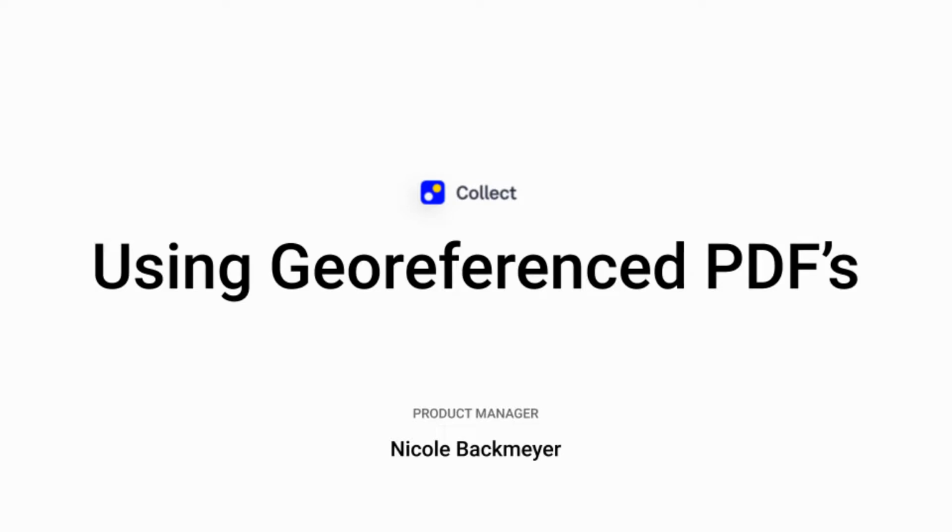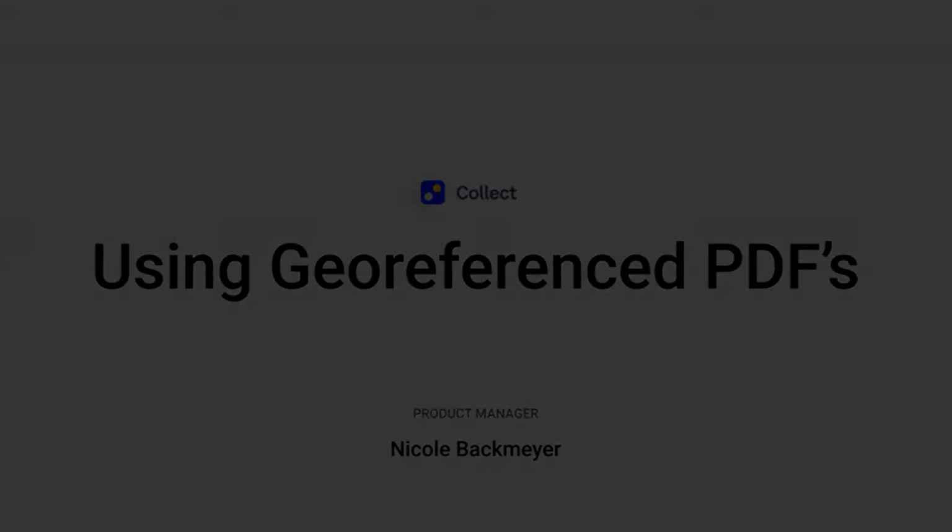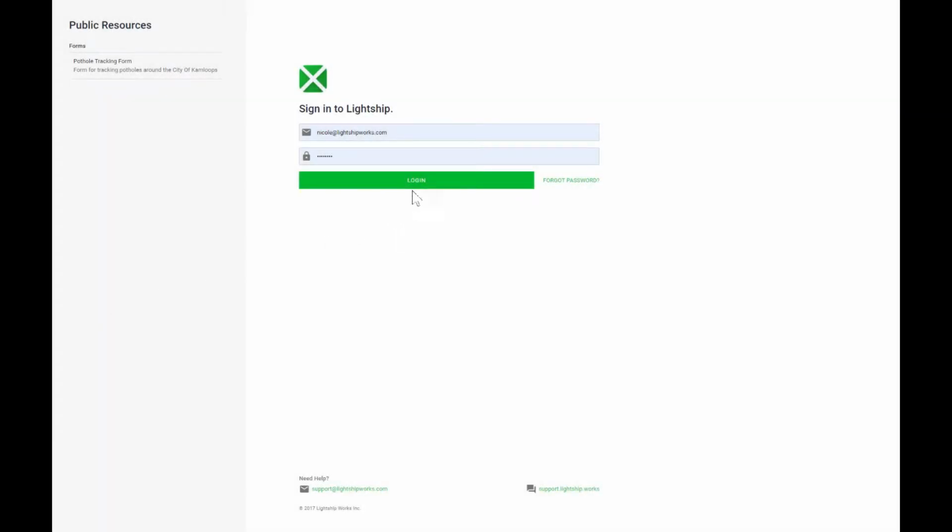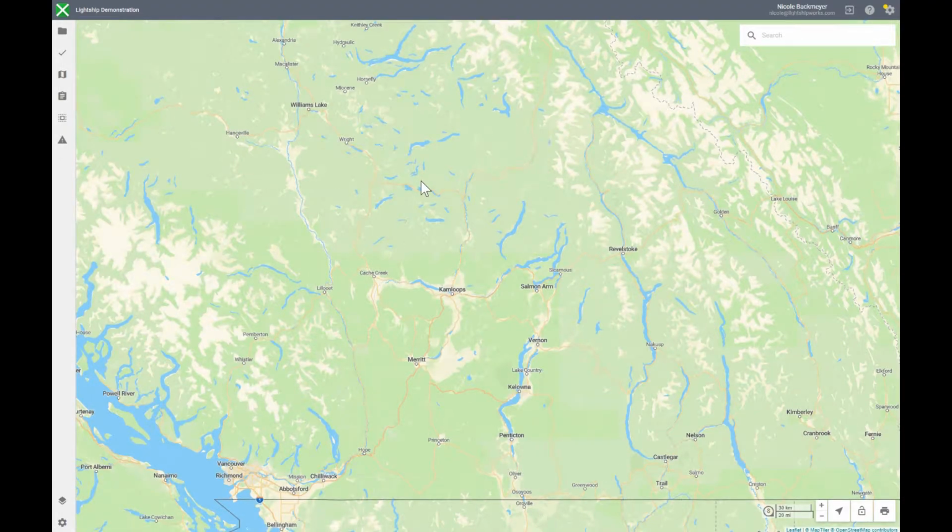Nicole here, Product Manager at Lightship Works, and in this video I will guide you through using georeferenced PDF maps in Collect. For more information about using maps in Collect, check out our other video, Collect Maps. Georeferenced PDF maps allow you to go offline without losing a detailed view of your worksite. Georeferenced PDFs are added as a file, which is then used like a base map in Collect.